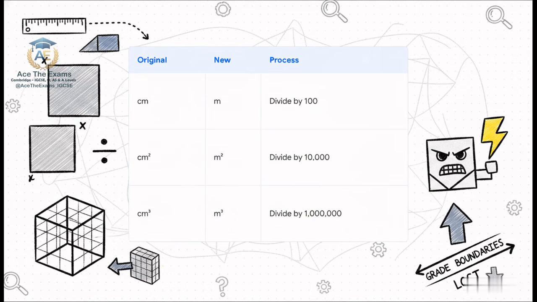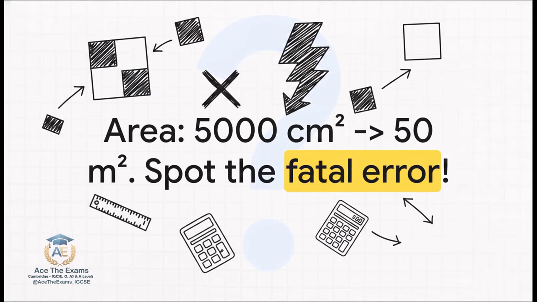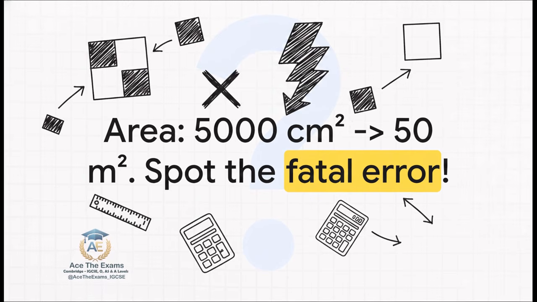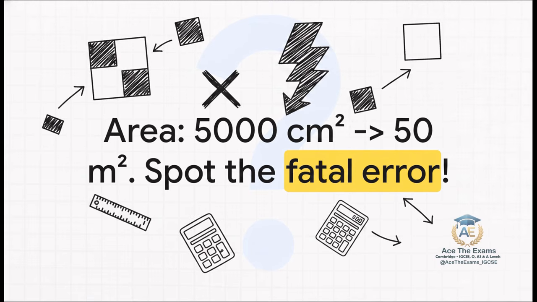This single table right here is where grade boundaries are won and lost. I want you to act as the examiner for a second. Take a look at this student's flawed answer. They calculated an area of 5,000 square centimeters, and they need to convert it to square meters to finish off their physics equation. So they divided 5,000 by 100 and got 50 square meters. Spot the fatal error. Take a quick second. Why is this student about to lose all their remaining method marks?